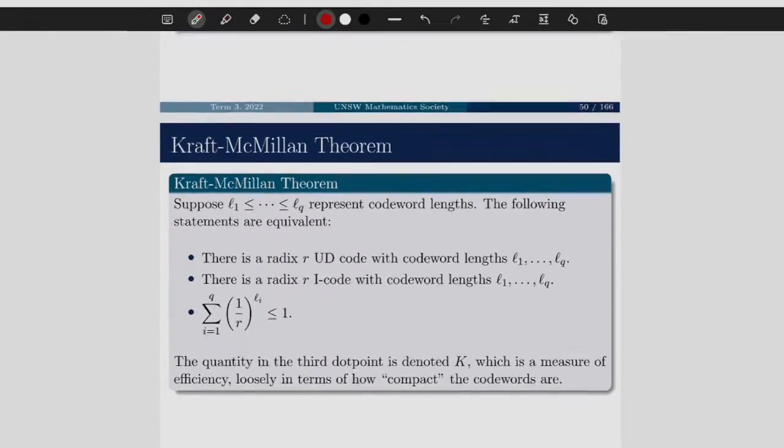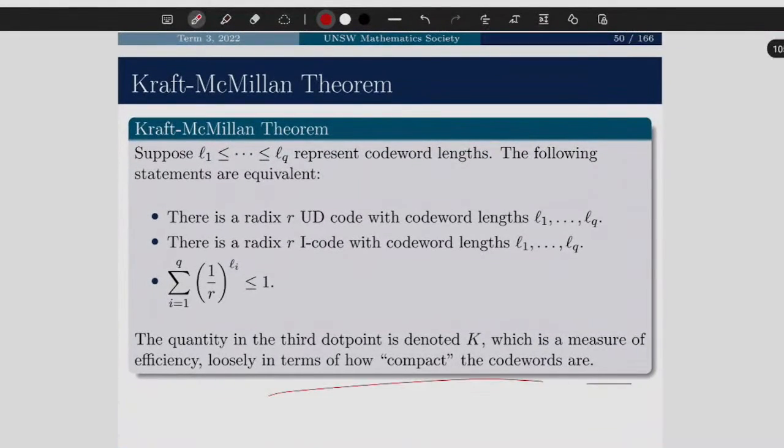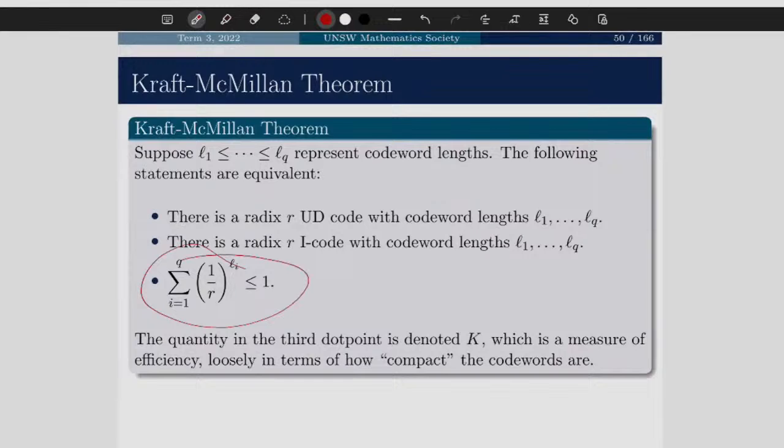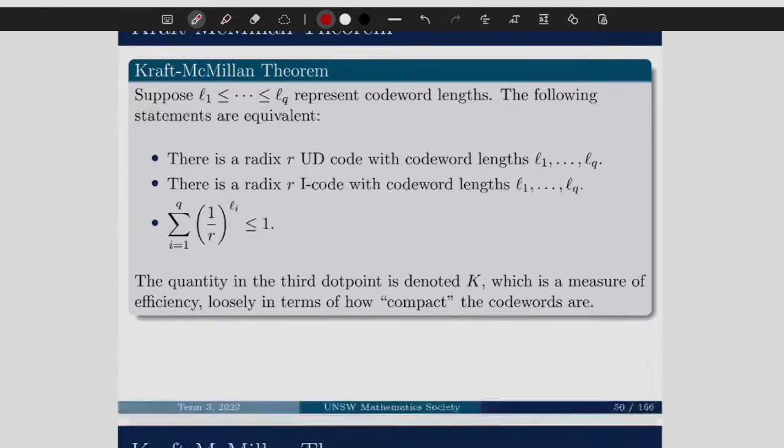This last dot point here is essentially the measure of efficiency. That's in terms of information rate, which we'll talk about later. It basically tells us how compact or how efficient the code words are. And we'll be using this equation to show whether or not a code with certain lengths can exist, which you should remember from the lab tests as well.